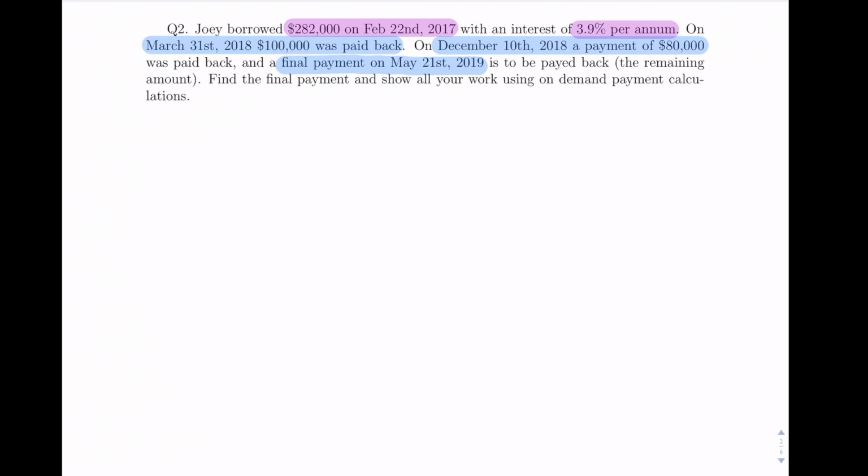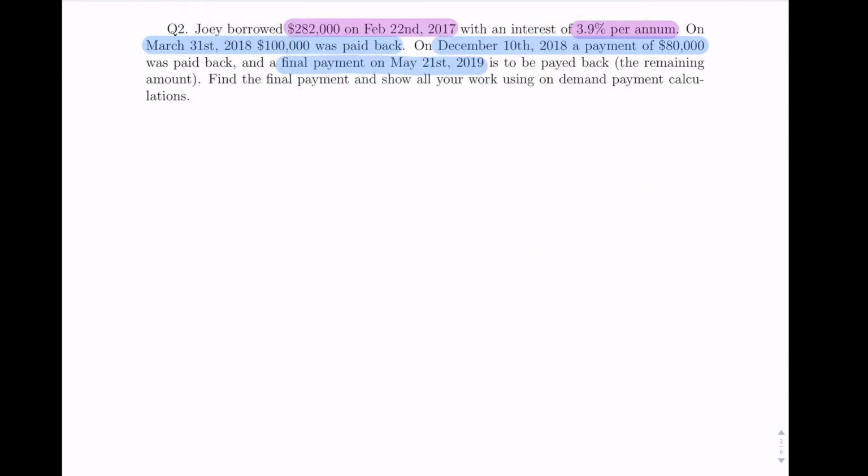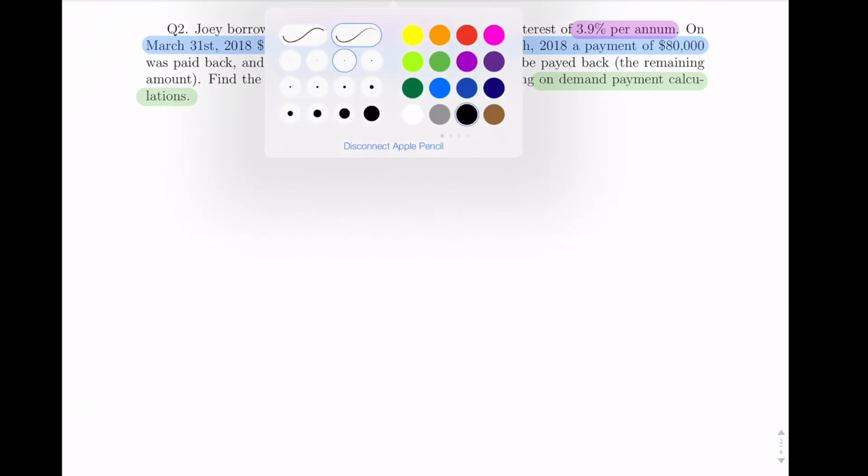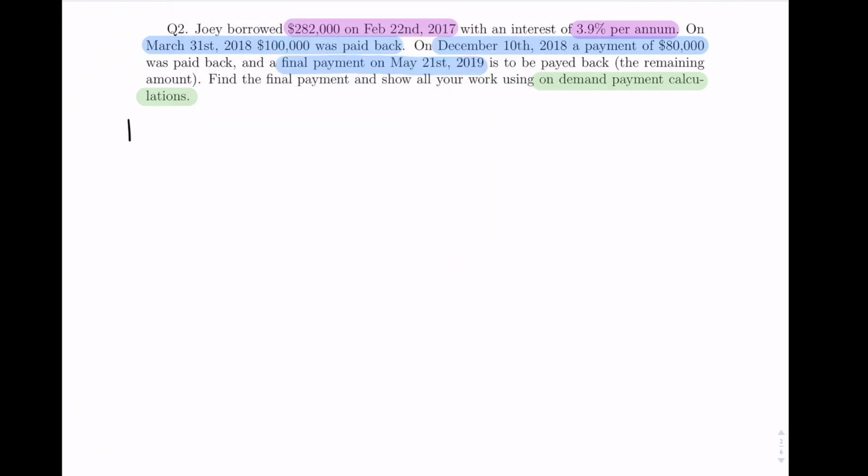Okay, so this is going to be painful. Okay, so on-demand. Okay, payment calculations. All right. Okay, so let's draw a timeline here for ourselves, just so that we can see what's happening. So we have this actually spanning over several years.